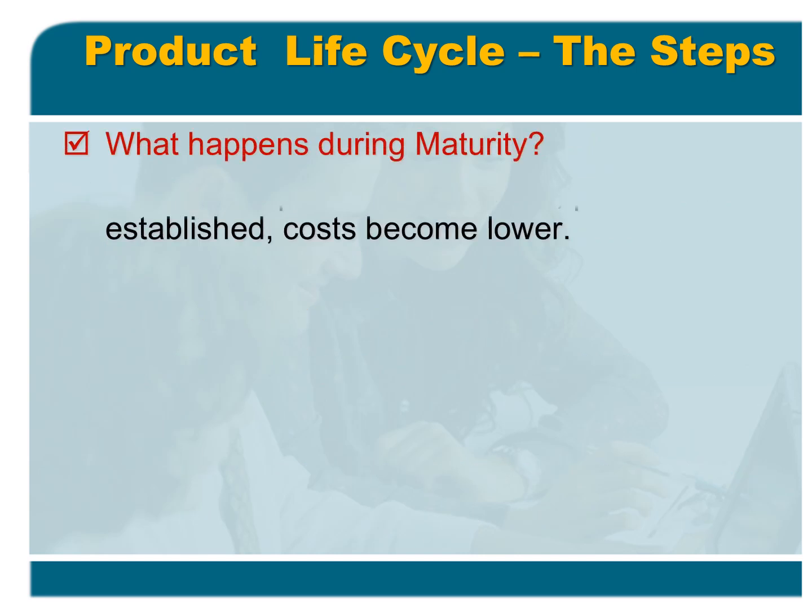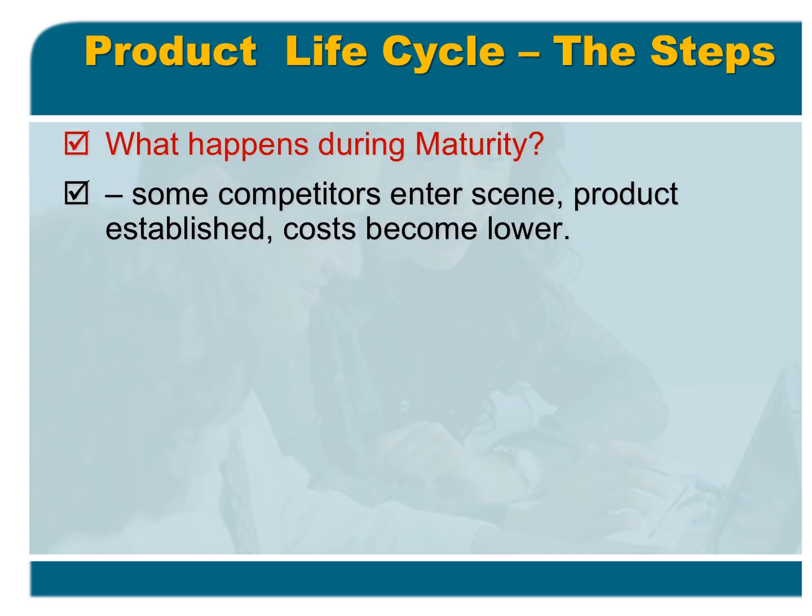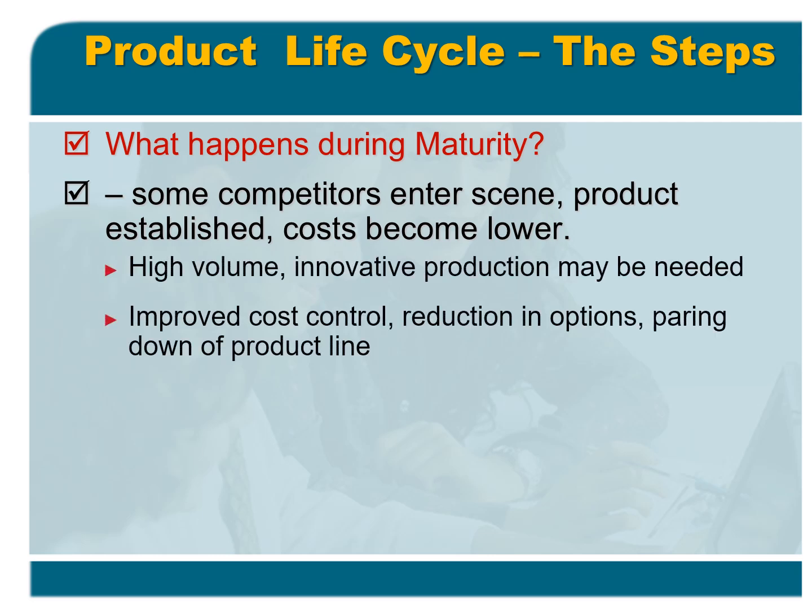What happens during the maturity of the cycle? Well, some competitors also enter the scene. The product is established and the costs start becoming lower because there's competition. High volume, innovative production may be needed. You might need improved cost control, reduction in options, paring down of a product line, or doing a value analysis, which we'll talk about soon.